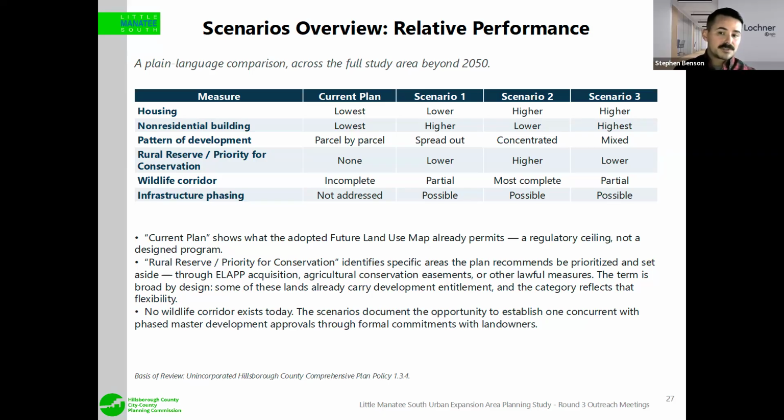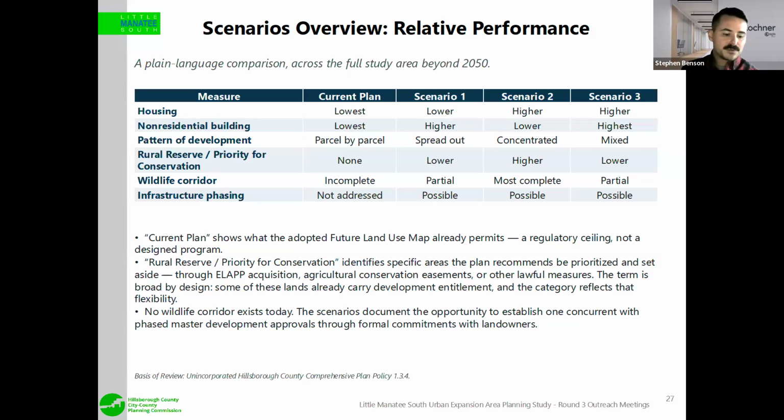Scenario one is the lowest, and scenario three is the lowest as well, in terms of the amount of land set aside for that orange designation on the maps. Scenario two is the highest, that showed the most orange on the map, set aside for that purpose.